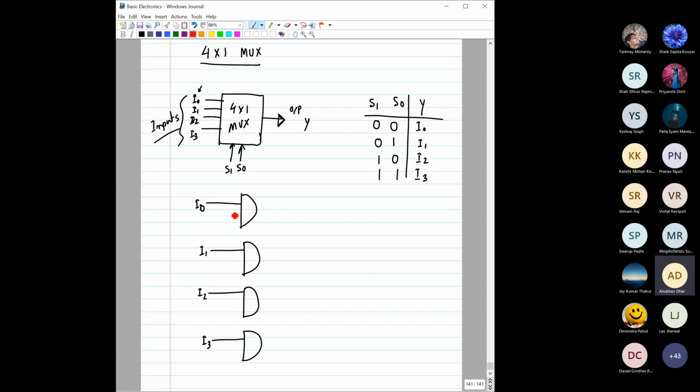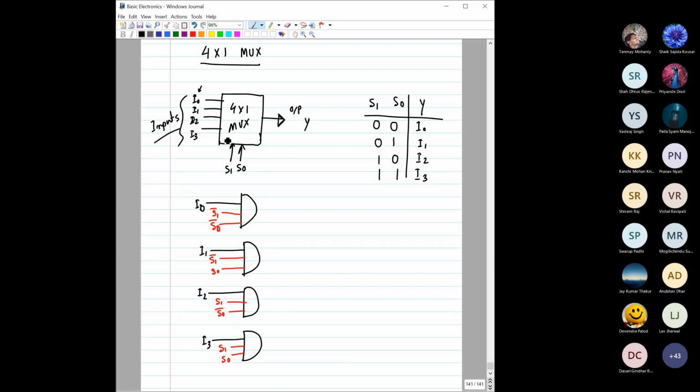S1 bar, S0 bar. S0 bar and S1 bar for the first one. What will be connected with the second one? S1 bar and S0. Third one: S1 and S0 bar. Fourth one: S1 and S0. S1 and S0, right?